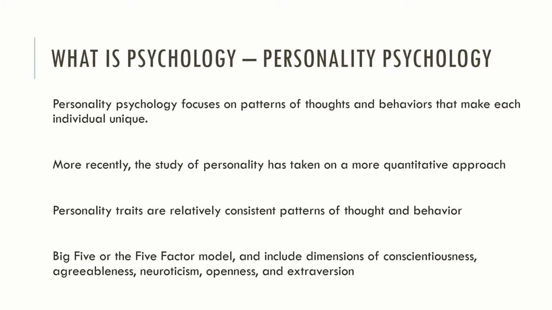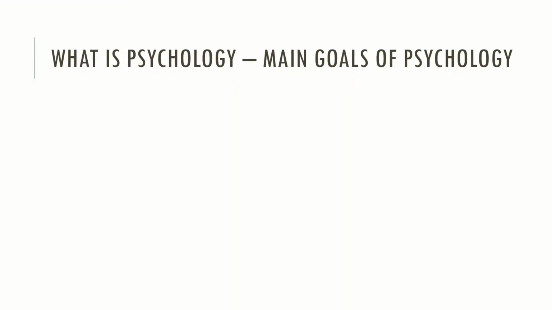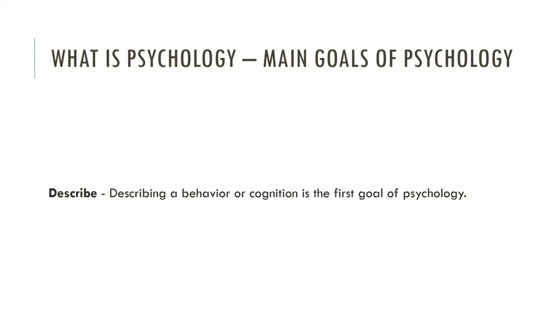These dimensions are known as the Big Five factor model and include dimensions such as conscientiousness, agreeableness, neuroticism, openness to experience, and extroversion. So, now we may look at the main goals of psychology, and mainly we can find four main goals. So, the first goal is described.